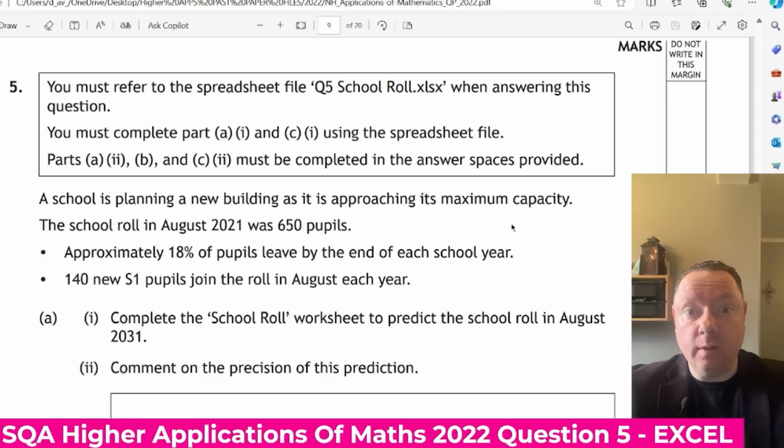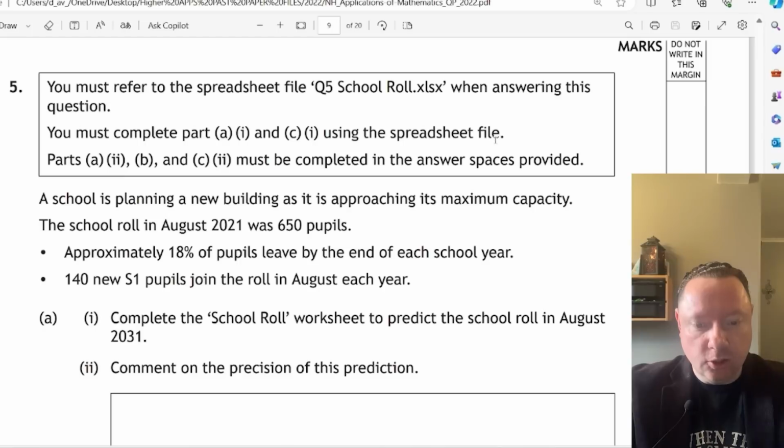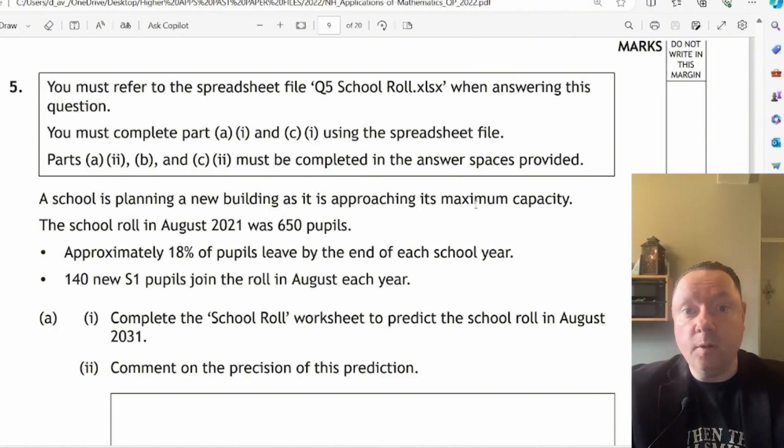SQA Higher Applications of Maths 2022, question 5. You must fill in the spreadsheet, school roll, question 5. When answering this question, complete parts A1, C1 using this file, and then complete parts A2, B, C2 using the answers below. So let's read the question first. A school is planning a new building and it is approaching maximum capacity. The school roll in August 2021 was 650 pupils. Approximately 18% of pupils leave by the end of each school year, and 140 new S1 pupils join the roll in August each year. We have to complete the school roll worksheet to predict the school roll in August 2031.